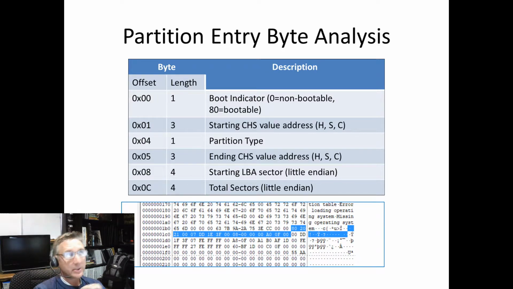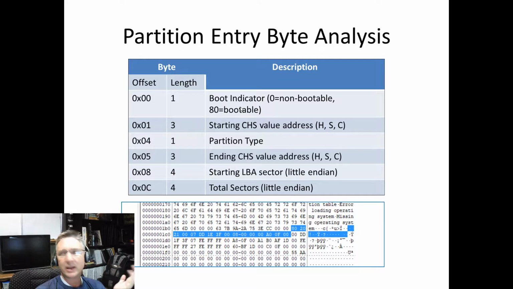This table that we see up here is a byte level analysis of the 16 bytes for each entry of the master partition table. If you look up here, the first offset 0, that's right here, the hex 80 is the first byte in that entry. It's just 1 byte long, and it indicates that it's either a bootable partition or a non-bootable partition. The 80 tells us that it's bootable.